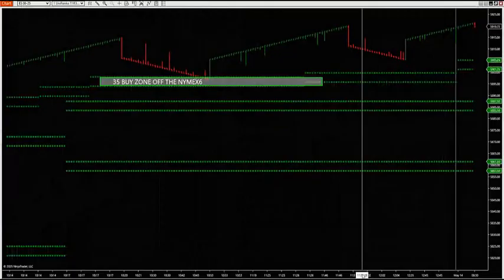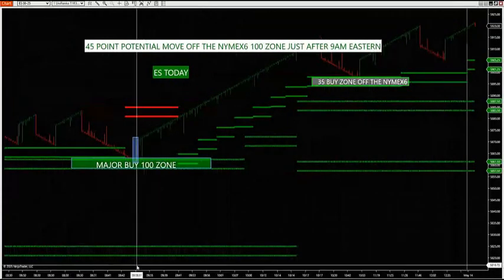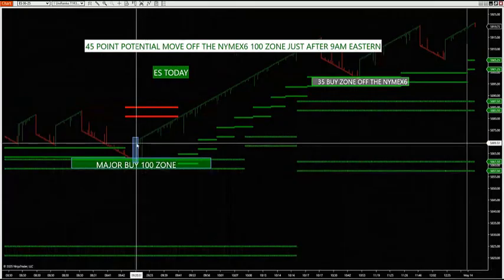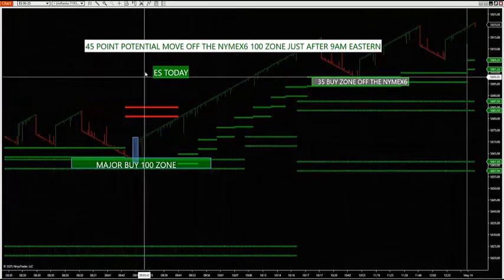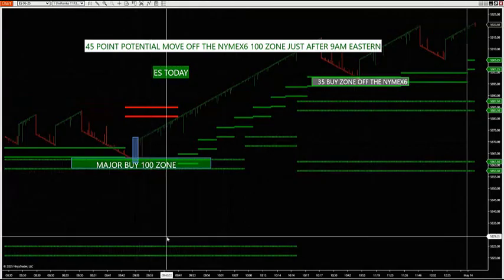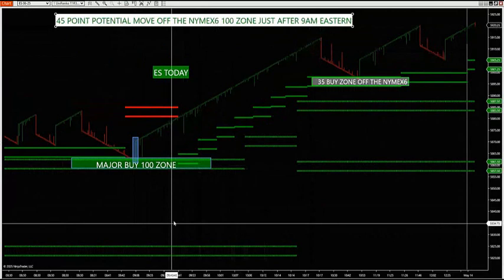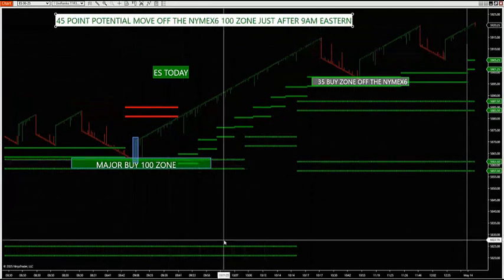So let's take a look at yesterday. We had a huge move yesterday at 9:08, I'm sorry. So 9:08 yesterday, just a massive move to the upside. It moved from 70.5 as high as 20. So it moved up 50 S&P point potential, 45 on the first push. So it came down to the major buy 100 zone.